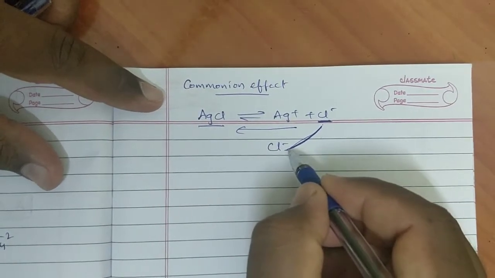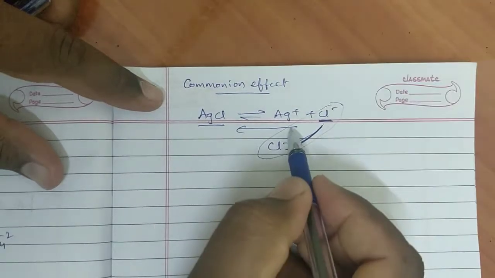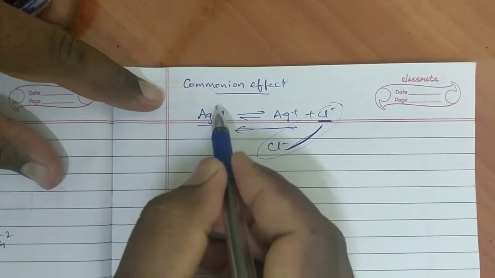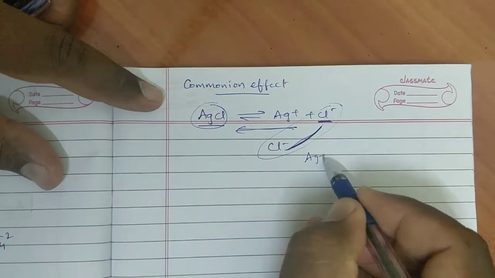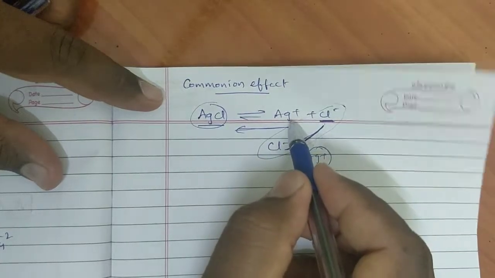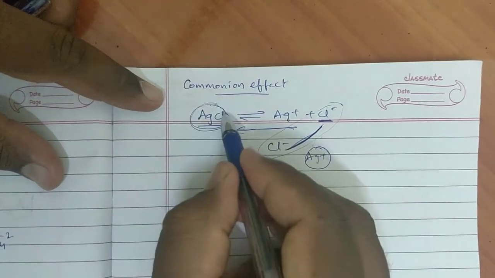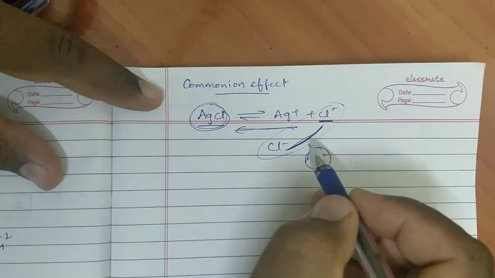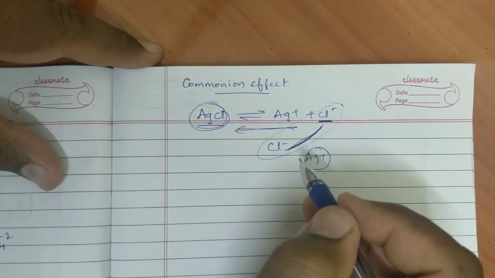Because of this common ion effect, the concentration of that common ion increases and the backward reaction takes place. We will get precipitate of AgCl. Even if you add Ag^+, because of the common ion, the backward reaction is highly feasible, and we will get precipitate. So depending on this, for some types of salts we can make crystallization.